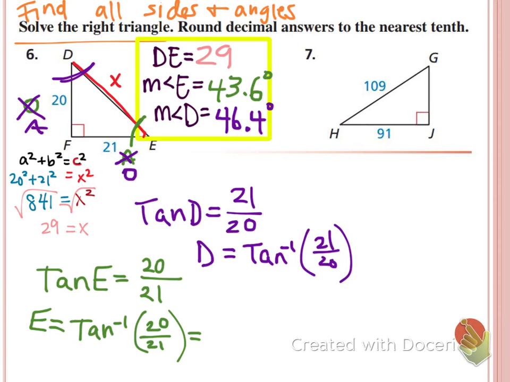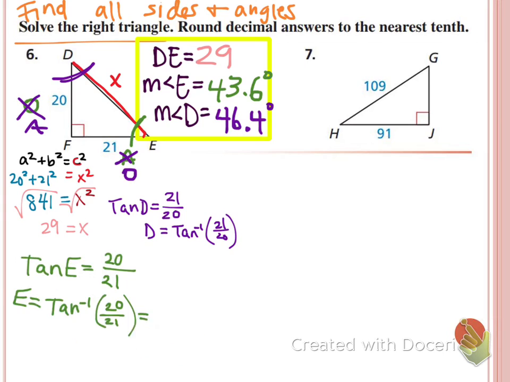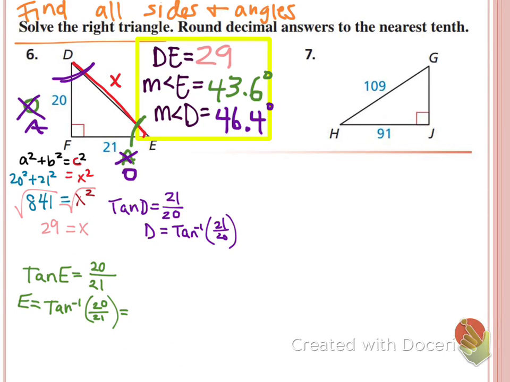All right, we're going to do this one more time, and then you'll work by yourself or with a partner, I don't care. We're going to find all the missing pieces because it still says solve the right triangle. So we're going to find the length of GJ. We're going to find the measure of angle G and the measure of angle H.